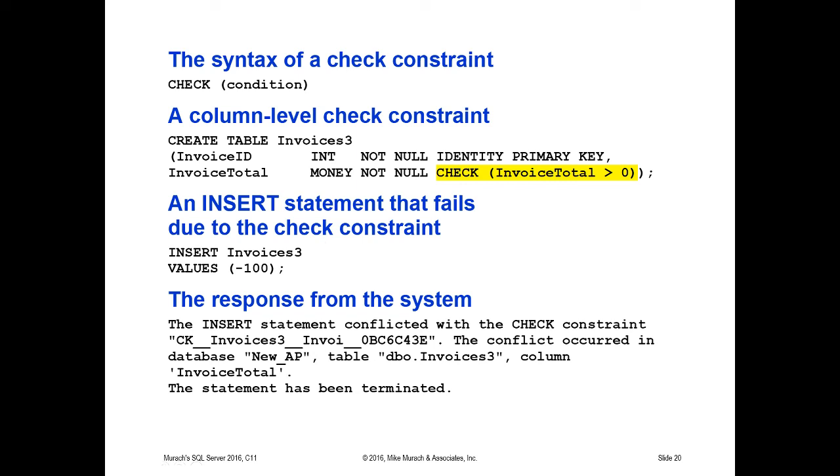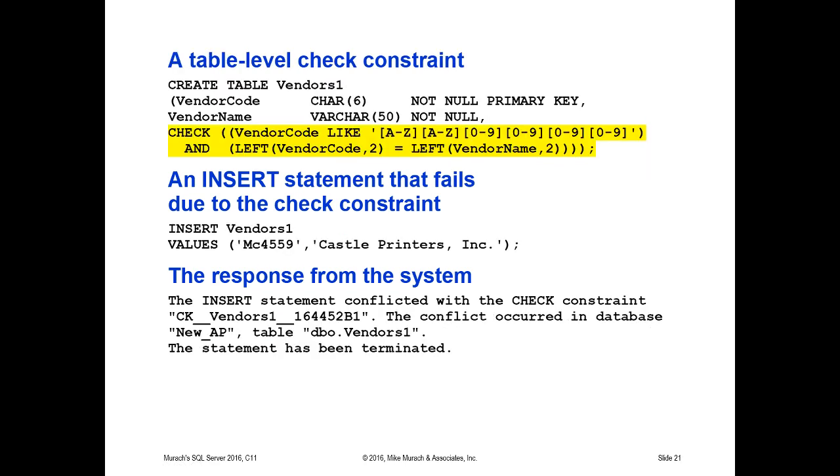When we've created a check constraint, we could see an insert statement fail because the check constraint was violated. So we'll get something like this. Check constraint conflict occurred. We cannot insert that invoice because of the invoice total column. So we can enforce that integrity.